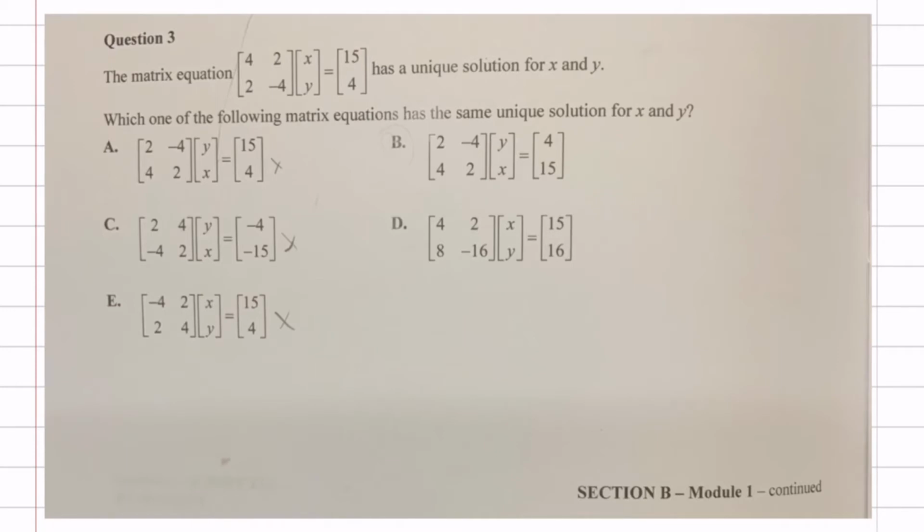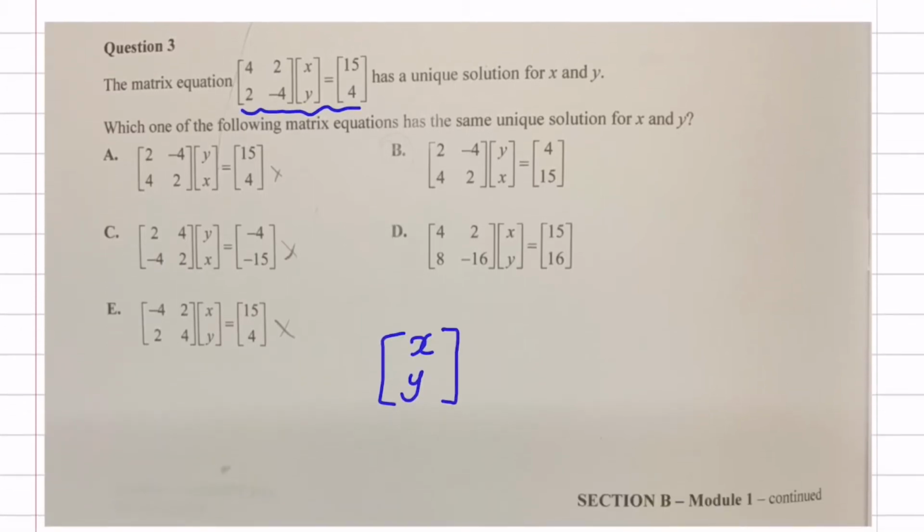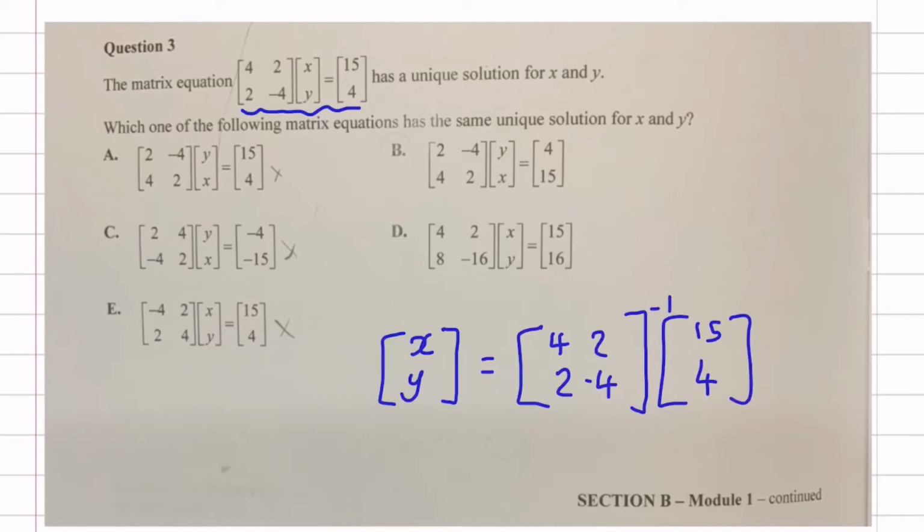So for question 3, the matrix equation has a unique solution for x and y. Which of the following matrix equations has the same unique solution for x and y? So to do this, you need to solve for x and y for the given matrix equation in the question. You make x and y the subject and raise the square matrix to the power of -1 and multiply this by the 2 by 1 matrix 15, 4. And you should get 17 on 5 and 7 on 10.